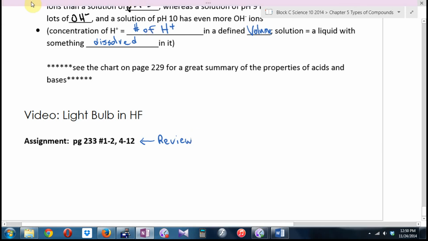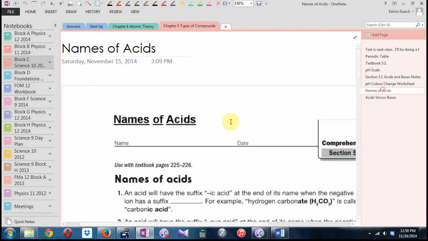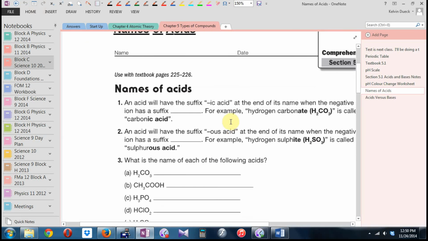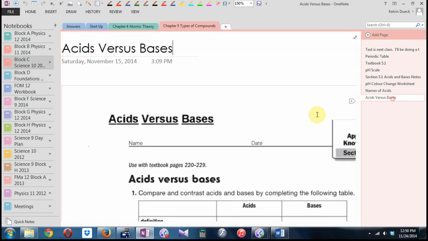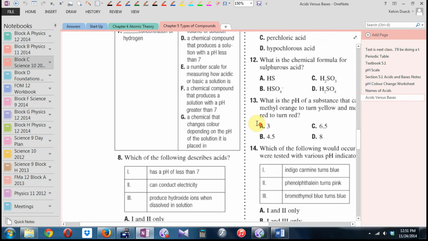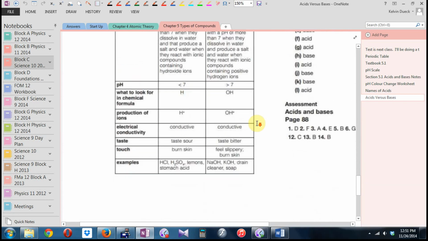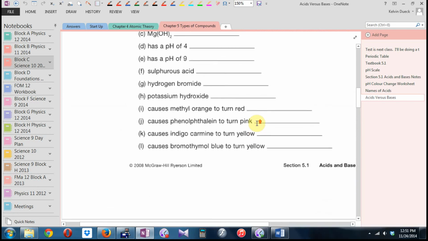Your homework for next class: first of all, get the pH color sheet done, and then you can do the names of acids. Remember, I'm not going to ask you any of this on your test. I will not. But it might show up on the provincial. It shows up every few years as one question. Answers are attached to the back of this, and then there's this larger acids versus bases sheet. I think you can get all this done in class pretty easily. This is really not that long.